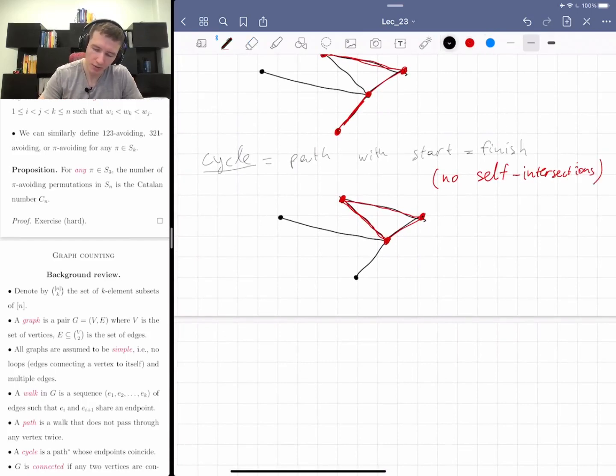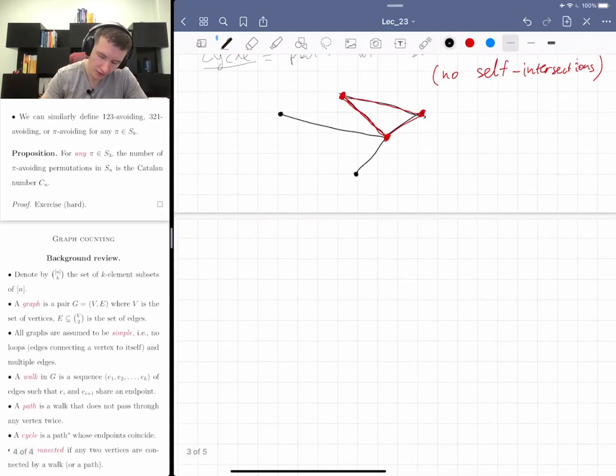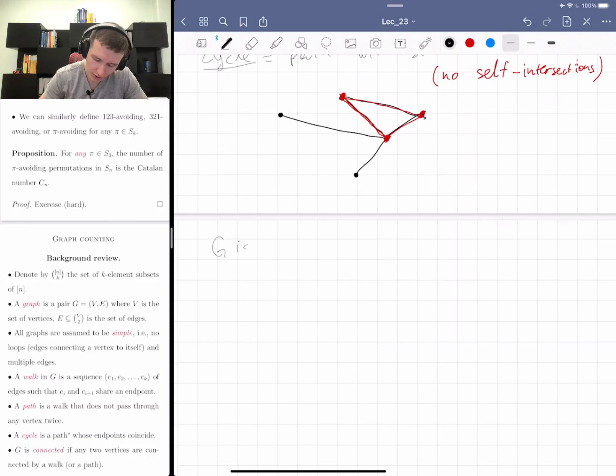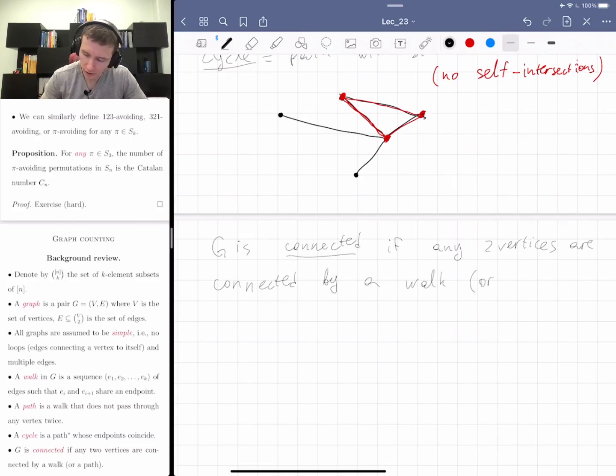Yeah, and finally, one more definition I need is connected. G is connected if any two vertices can be connected by, let's say, a walk, or equivalently, well, it's an exercise to prove, but equivalently, by a path.